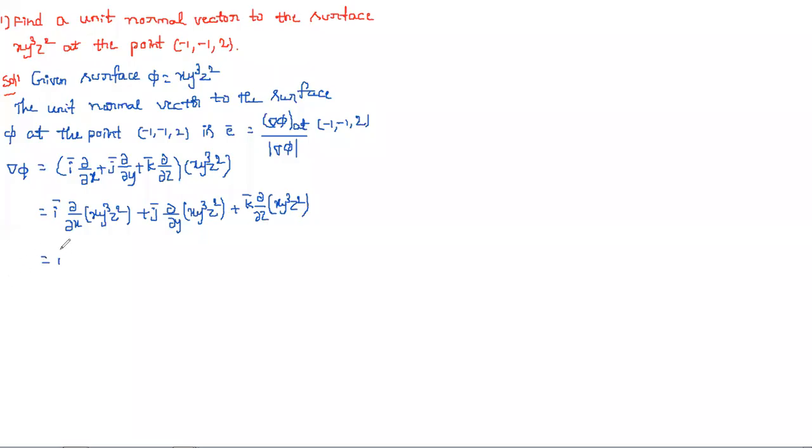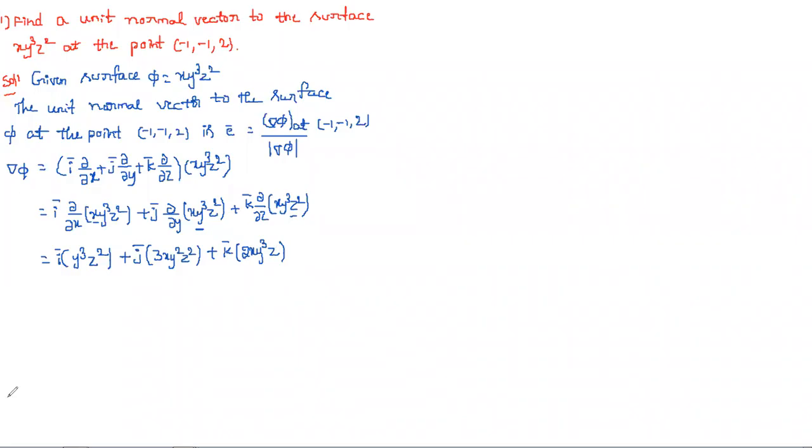So this is equal to i into, with respect to x we are applying partial derivative, meaning y and z are constants. Here dou by dou x of x is nothing but 1. It means simply we get y cube z square plus j into, with respect to y, here it is having y cube, and the derivative of y cube is 3y square. So that is 3xy square z square plus k bar into dou by dou z of this one. With respect to z, the z square derivative is 2z. So 2xy cube z. So this is del phi.